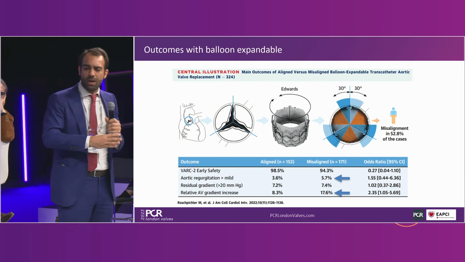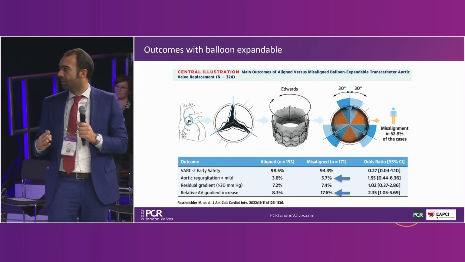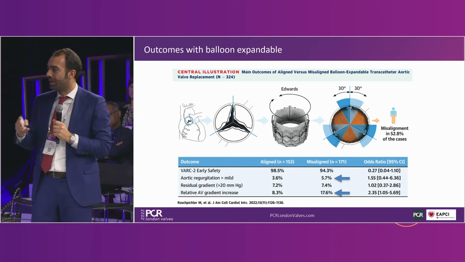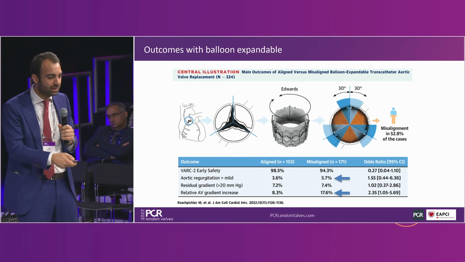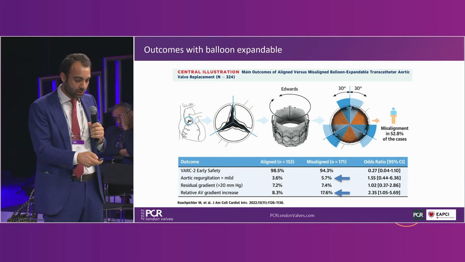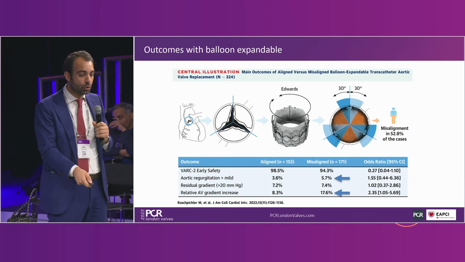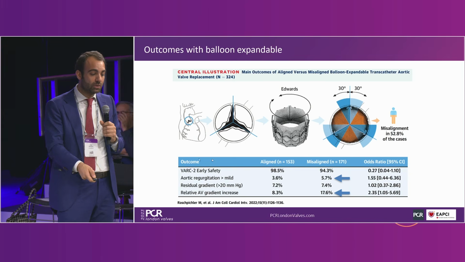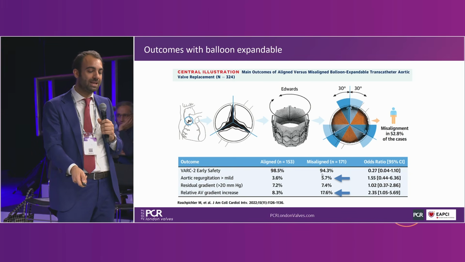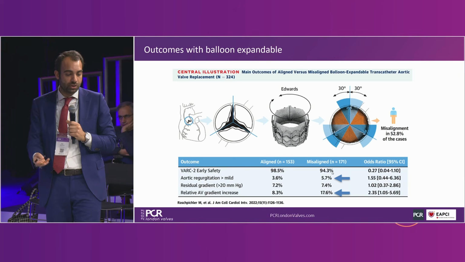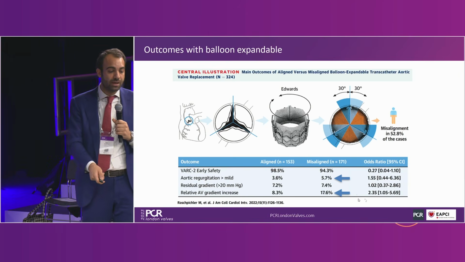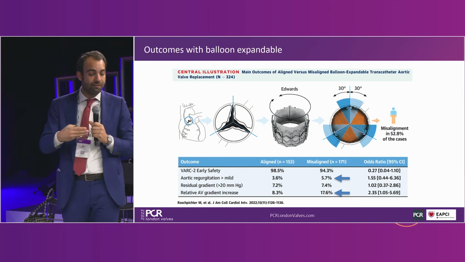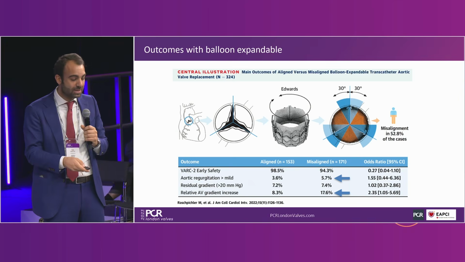Now, we're going to talk about outcome. Why commissural alignment? In the Edwards platform, you cannot do commissural alignment. You cannot check for it. And in this study published last year, it showed that in around 50% of the cases you had severe misalignment. And what was striking in the cases that were misaligned, you had a high risk of regurgitation and you had a significant increase in your gradient. So this is the first sign that you might have a higher gradient when you're misaligned.